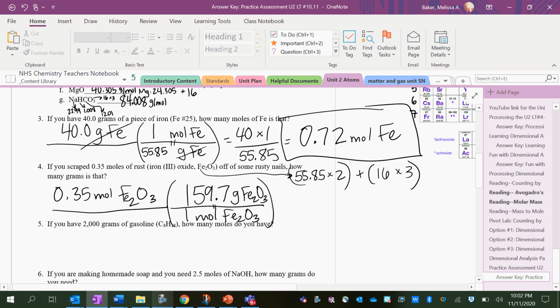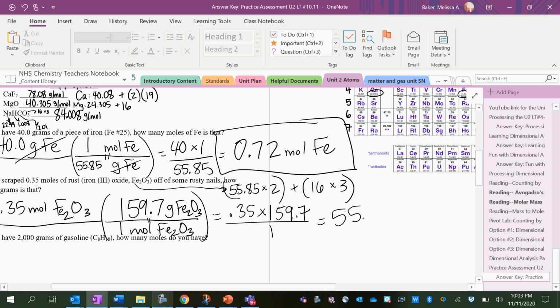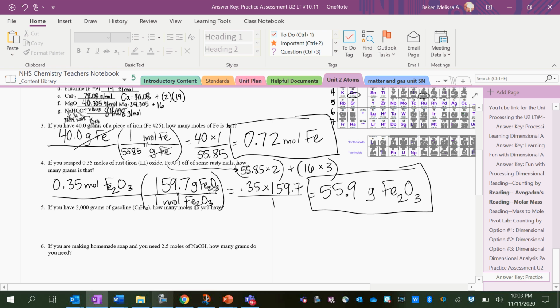So what if you don't have a mole? You have 0.35 of a mole, 35% of the mole. How do you figure that out? So we're going to do 0.35 times 159.7, because it's multiply across the top. Answer, 55 point, I'm going to round this to 55.9 grams of Fe2O3. Yes, I know it's tedious to always be writing out these chemicals in the units, but that is part of it.